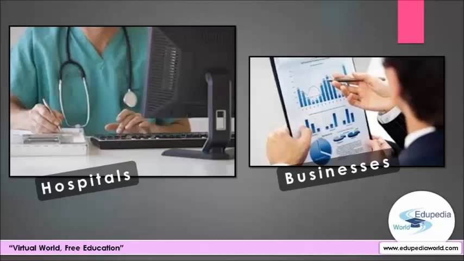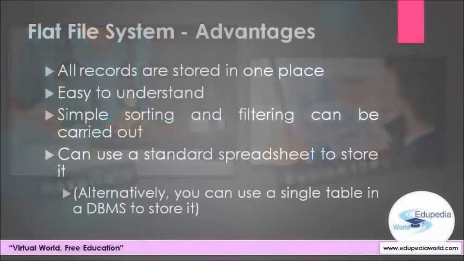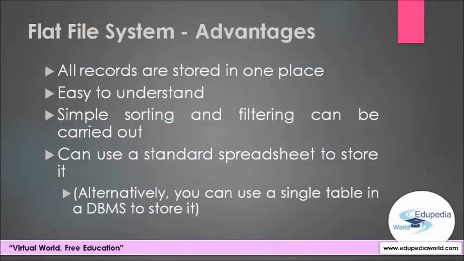These computerized systems may be a mere conversion of a paper-based system into an electronic form. We call them flat file systems. So let's capture what the advantages of a flat file system are. The first advantage is that all records are stored in one place, and thereby it is very easy to understand, and simple sorting and filtering can be carried out as we just did in the spreadsheets.